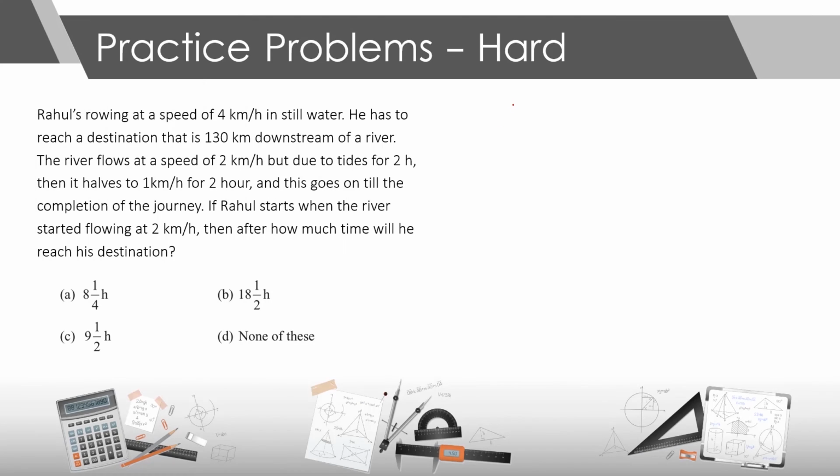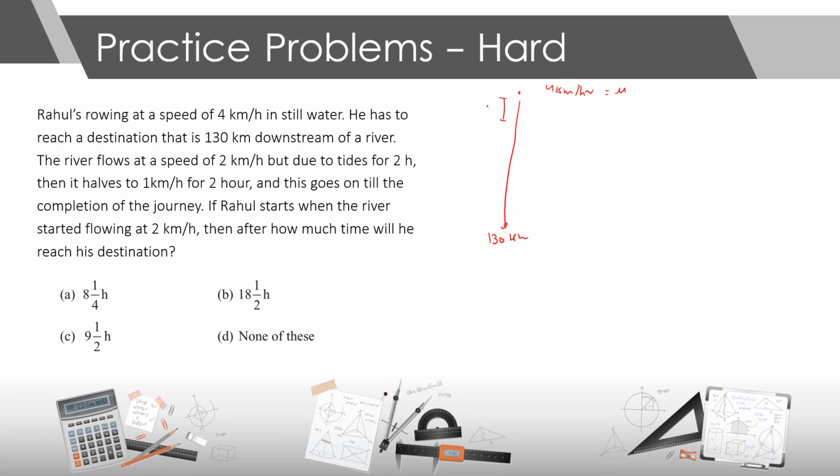Now in this practice question, Rahul is rowing at a speed of 4 kilometers per hour in still water. So u is given to us, 4 kilometers per hour. He has to reach a destination which is 130 kilometers downstream of a river. So he is moving downstream. The river flows at a speed of 2 kilometers per hour, but due to tides for 2 hours, it halves to 1 kilometer per hour for 2 hours. And then this goes on till the completion of journey.